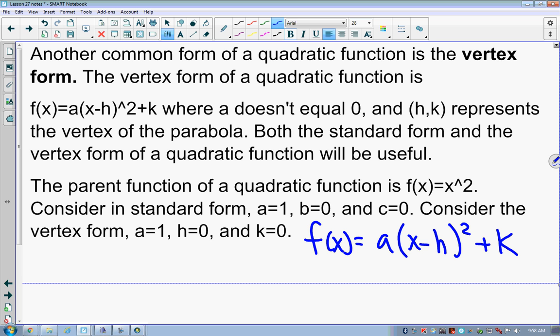Because this is a negative h, that h is actually a positive coordinate. And because this k is positive, that's also a positive y. So that h there represents a positive x, and that k over here represents a positive y.